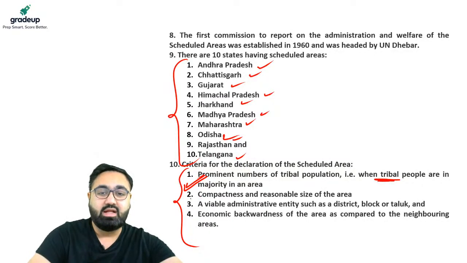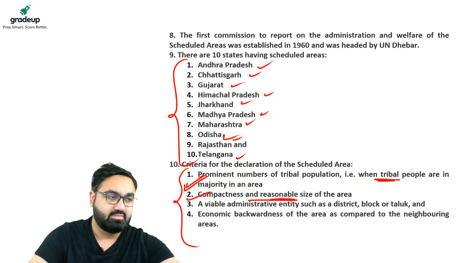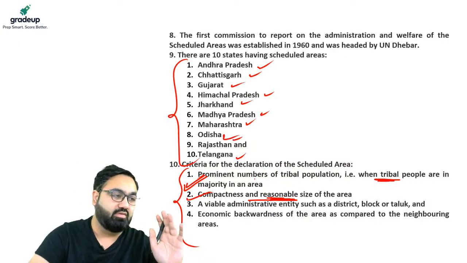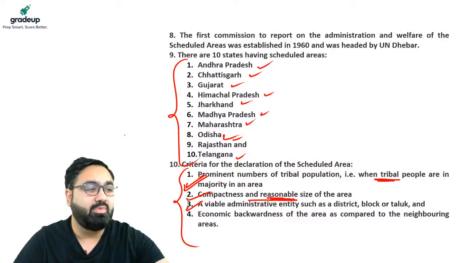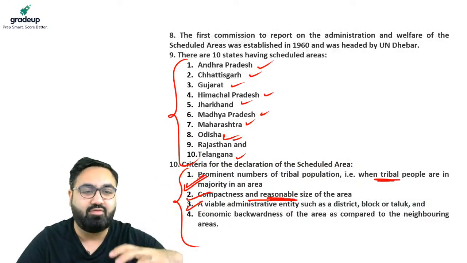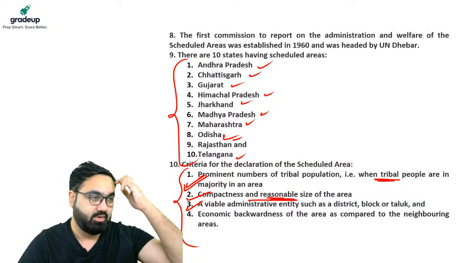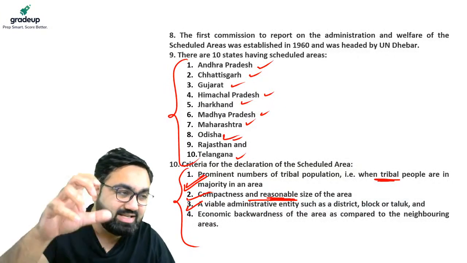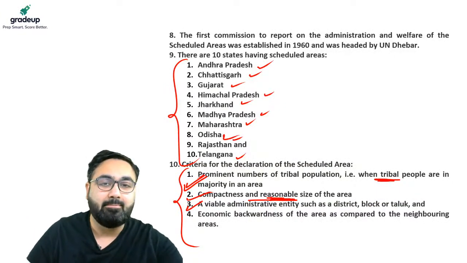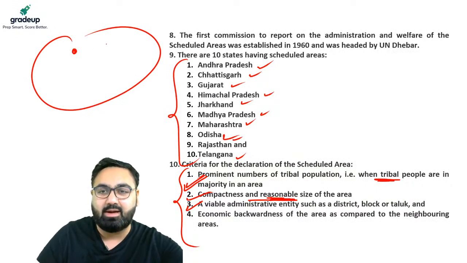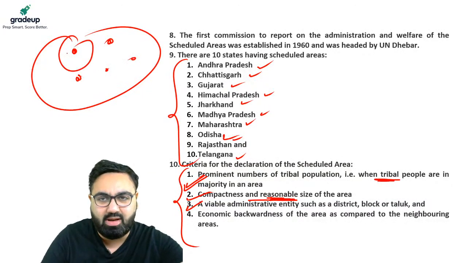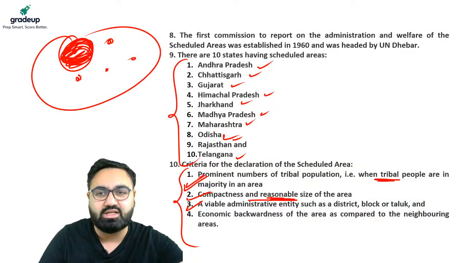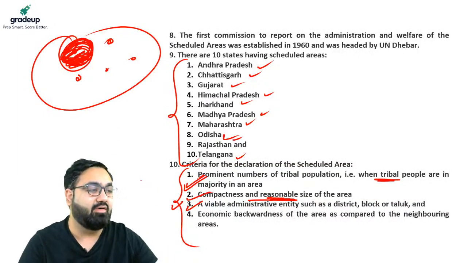Second, the area should have a reasonable size. So the size of the area should be good enough. The size of the area should not be very small. Third, the area should be in the form of a district or a block or a taluk, etc. So that is how the area should be. It should not be a dispersed area. President can't say that in this state, this area is a scheduled area, this area is a scheduled area, this or this. No. It should not be dispersed. It should be one consolidated district or consolidated area so that it is easily governed.